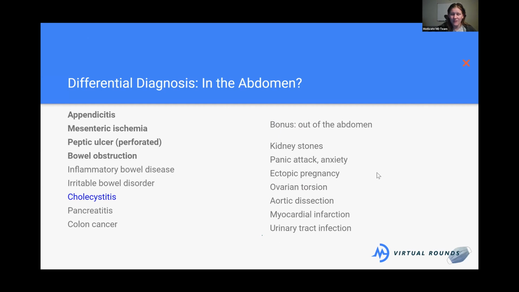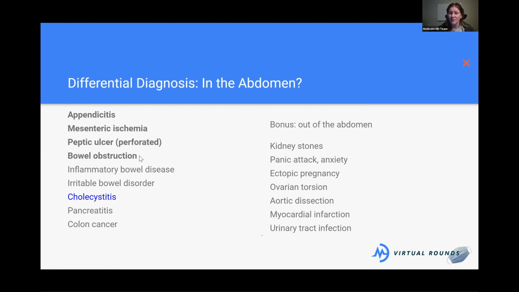We just went through some of this. I've broken these down, and this is not an exhaustive list. I could probably make an entire slideshow out of just the differential for abdominal pain, but some key ones, I think a lot of people got most of these. The ones in bold are surgical abdominal pain diagnoses. So we have appendicitis, mesenteric ischemia, which is like a blood clot in the arteries that supply your bowel, peptic ulcer, perforation especially, and then bowel obstruction are just a couple of examples of what could need surgical treatment for abdominal pain.